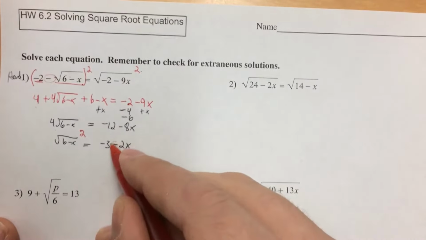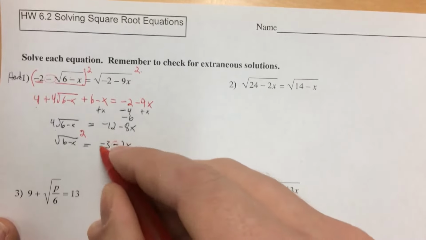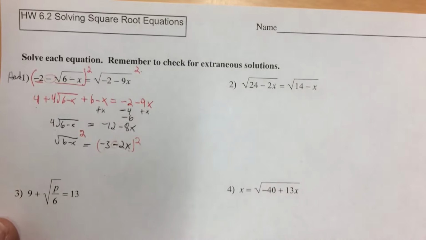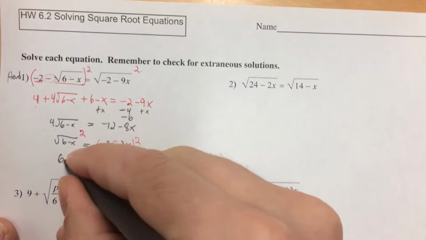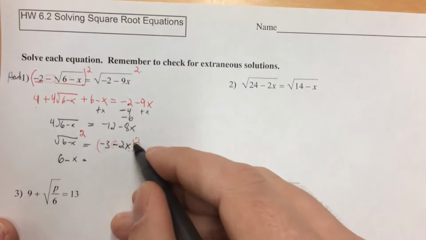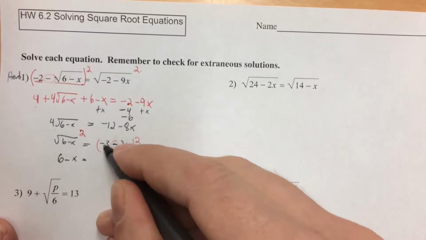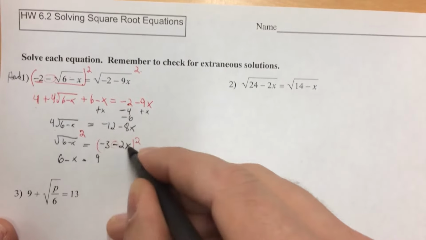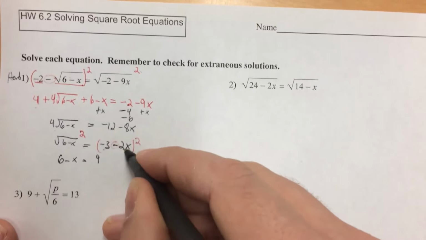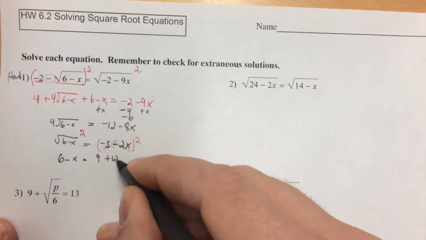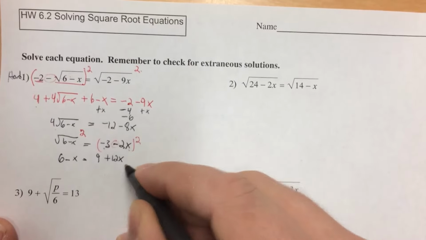The right side, again, is a binomial because there's two things separated by a subtraction. So we need to square that. 6 minus x equals, same binomial trick. We square the first one. We multiply these two together. That's positive 6x, and double it. That's 12x. And then we square the last one.